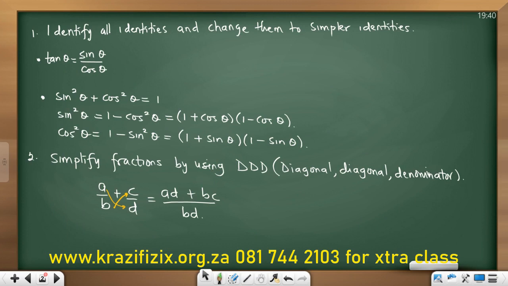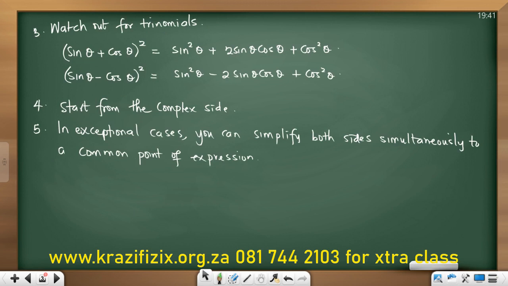Identify all identities and change them into simpler ones. Tan is sine over cos. Sine squared plus cos squared theta is 1. Now start varying that: 1 minus cos squared theta, 1 minus sine squared theta, and those are differences of 2 squares. When you see a fraction, go diagonal, diagonal, denominate. And you saw that we used it throughout today, every time we came up with a fraction. Watch out for trinomials. I told you that's not very common in grade 11, but in grade 12, it's there. Always start from the complex side. In exceptional cases, you can simplify both sides simultaneously to a common point of expression.